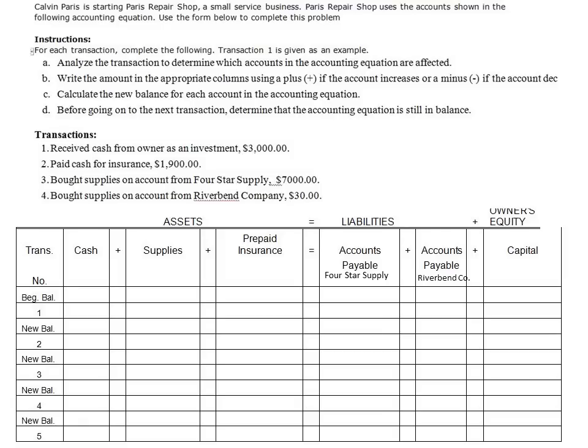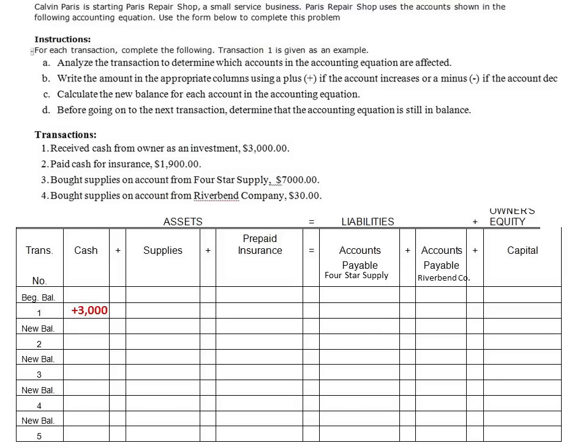Let's take a look at the transactions. Well, the first transaction we have on here is we received cash from the owner, Calvin, as an investment of $3,000. So Calvin invested $3,000. Well, what's the first word we see there? We see the word received. Received obviously means an increase, and we received cash. So we look at which account we are going to use. Received cash. Are we going to use the cash account? Correct. We are going to use the cash account, and it increased $3,000.